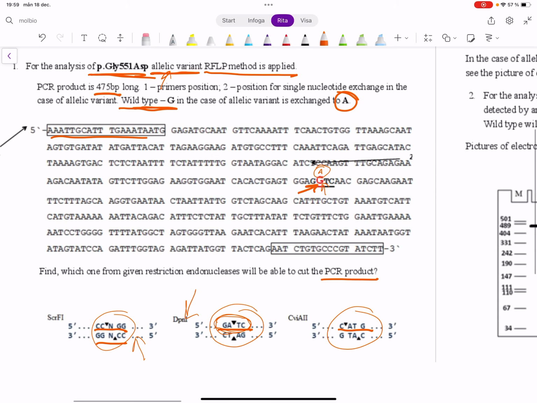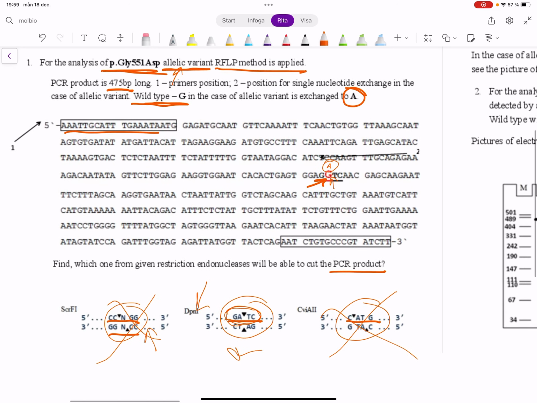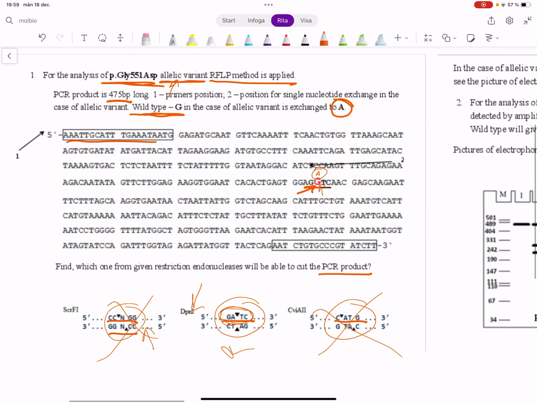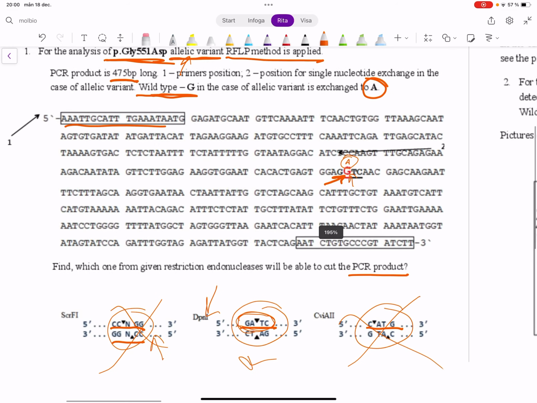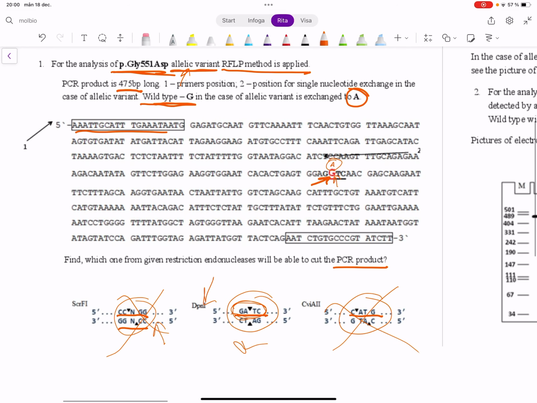And CATG is just wrong. There is no sequence that is CATG here, so this would do nothing. So this is correct. Now that we have applied our restriction enzyme to this DNA sequence, what will happen is that it will cut the DNA into two different lengths.